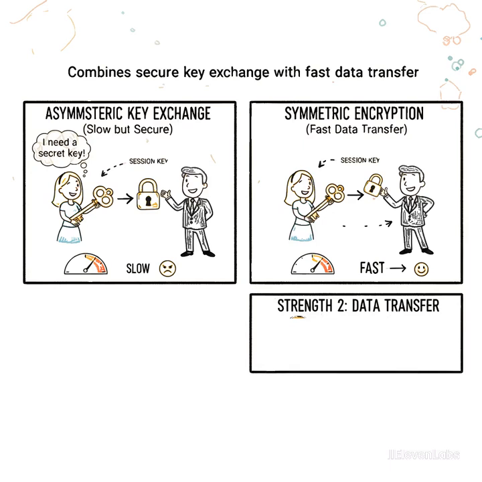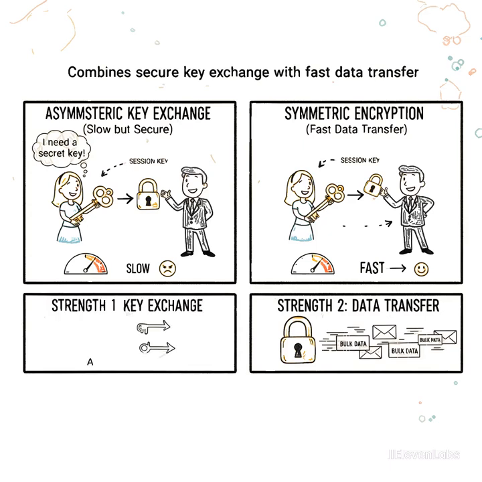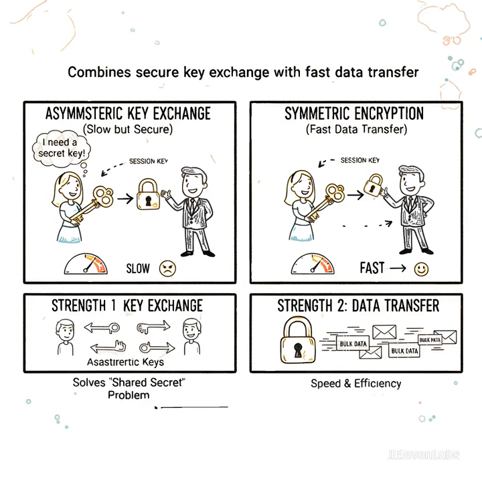This hybrid model leverages the strengths of both: asymmetric encryption's ability to solve the key exchange problem, and symmetric encryption's superior speed and efficiency for high-volume data transfer. This is the underlying mechanism for securing connections, like HTTPS.